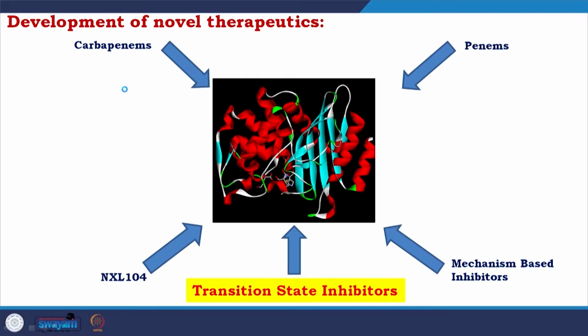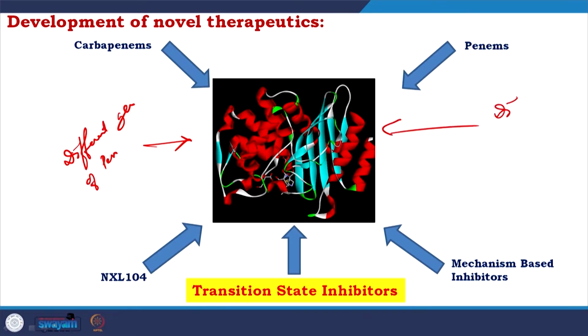There are, as I told, lots of new drugs developed and drugs tried, like carbapenems, avibactam, penems, mechanism based inhibitors, and definitely different generations of penicillins and different generations of cephalosporins. So, all those drugs are characterized, giving us more insight about the enzyme BlaC from tuberculosis. And with that knowledge, this case study focused on transition state inhibitors.